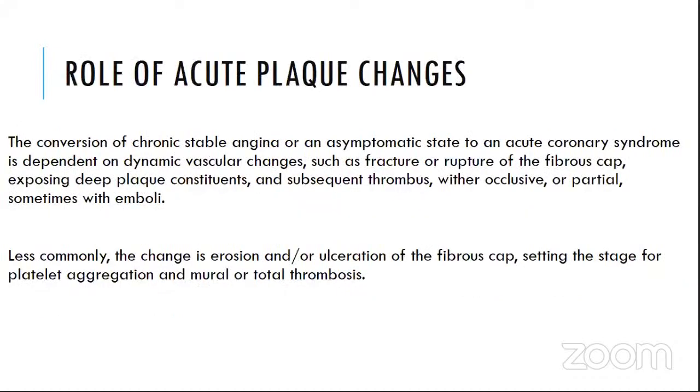Role of acute plaque changes. The conversion of chronic stable angina or asymptomatic state to acute coronary syndrome is dependent on dynamic vascular changes, such as fracture or rupture of the fibrous cap, exposing the deep plaque contents and subsequent thrombus, whether occlusive or partial, sometimes with emboli. Less commonly, the change is erosion or ulceration of the fibrous cap, setting the stage for platelet aggregation and mural or total thrombosis.